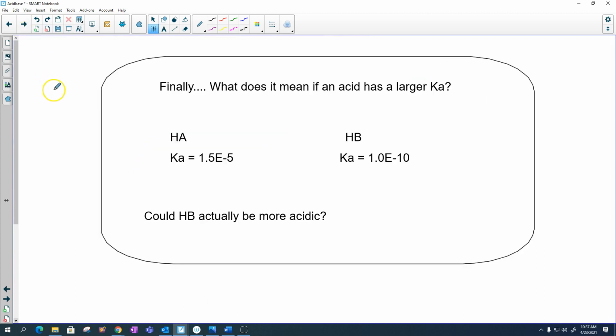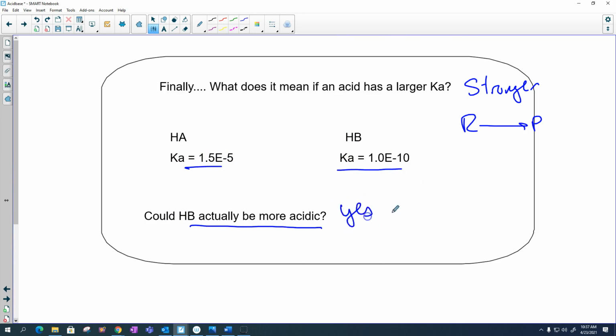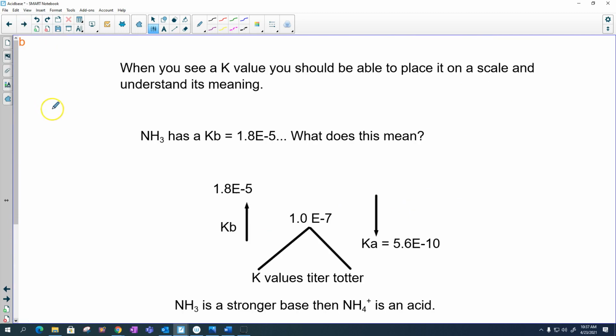Next one, finally, what does it mean if an acid has a larger Ka value? In this situation, it just means it's stronger, and inherently it pushes from reactants to products more aggressively, more effectively. HA has a Ka of this, HB has a Ka of this. Could HB actually be more acidic, like have a lower pH? The answer is yes, but we'd have to ramp up the concentration, and that will allow us to push farther. And again, this is just explaining that.